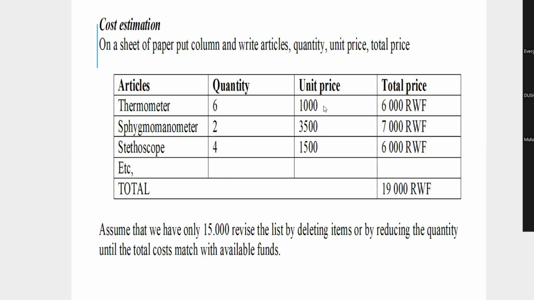Then here, if you use good software, you can use an Excel sheet where you can calculate. If you have, for example, 150 articles or 150 items, you can calculate manually, but it can take you much time. If you use software like Excel, it can help you get those calculations as quickly as possible. You assume that we have only 15,000.